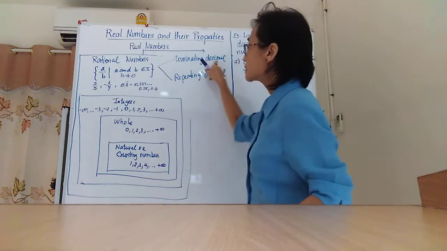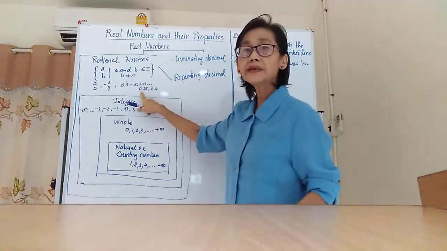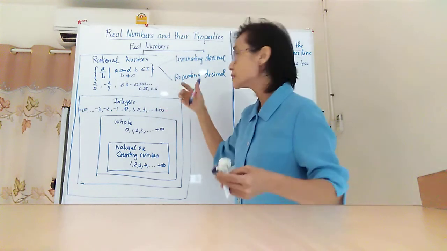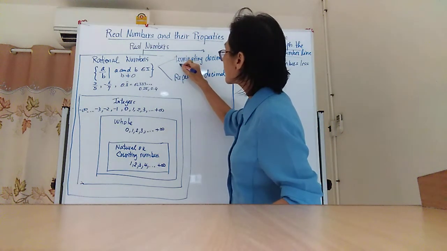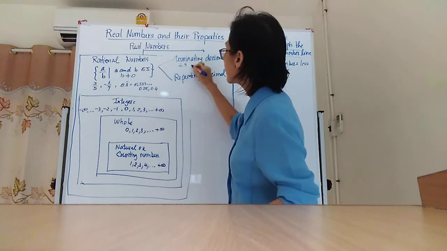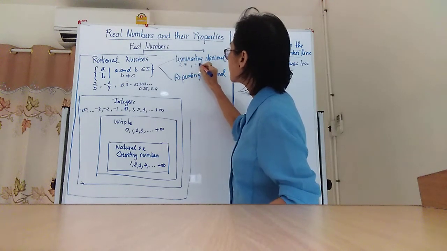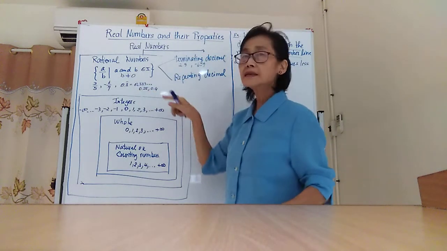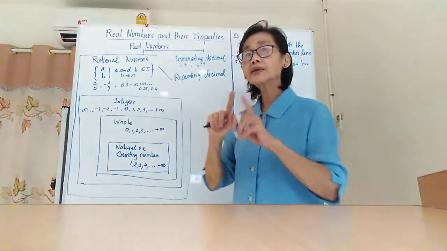Terminating decimal, for example, terminating like 0.25, 0.2, 0 point something, or whatever here. This one can be like 2.5, right? Or even including negative 6.9, something like this. What is the meaning? Terminating decimal means when you do the long division.